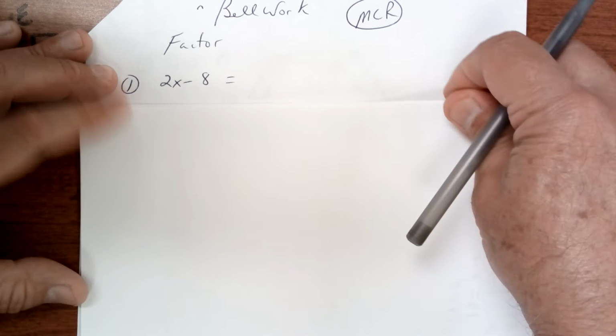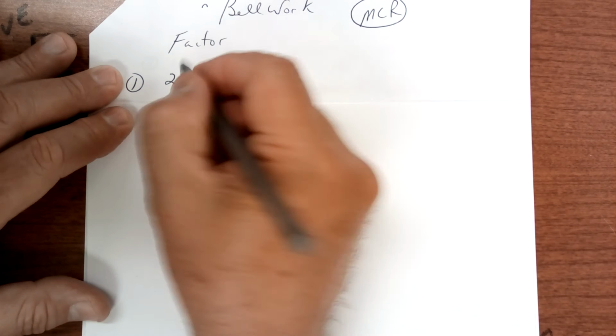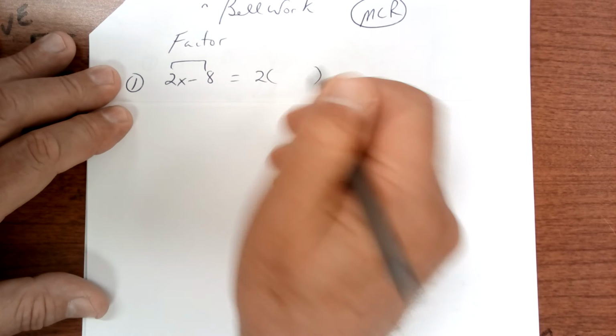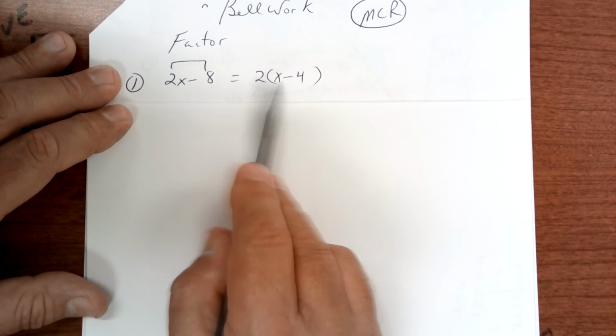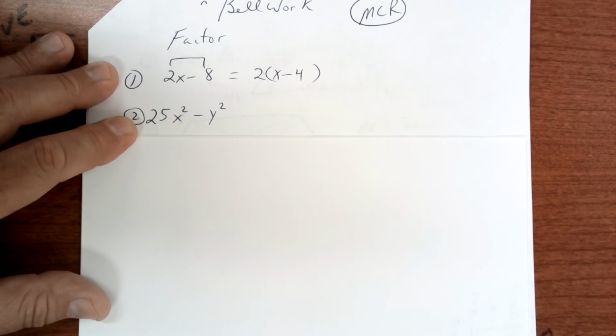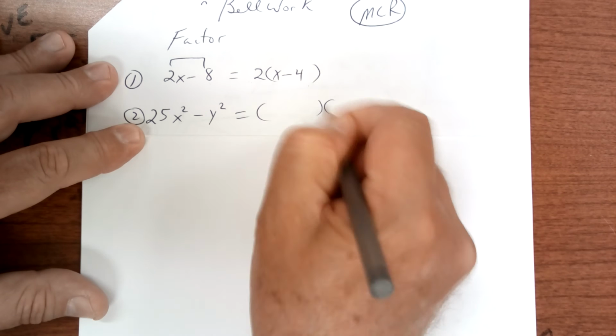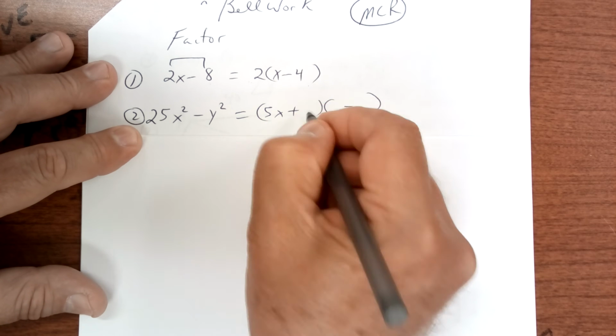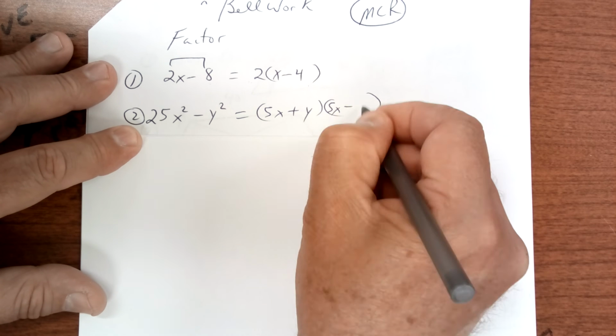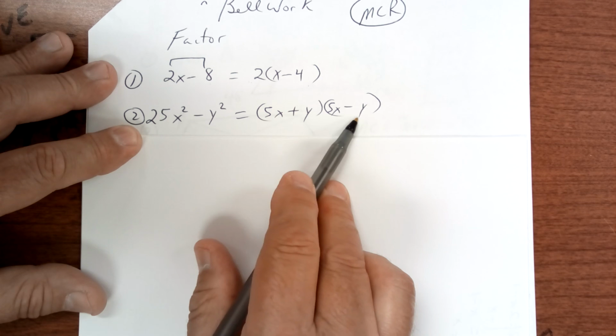It says factor. Well, what do they have in common? They have a 2 in common. So I take out a 2 and I get 2 times 4 is 8, 2 times x is 2x. This one right here is a difference of 2 squares. Remember, it's going to be a plus and a minus. So it's going to be 5x plus y and 5x minus y. y times y gives you y squared.